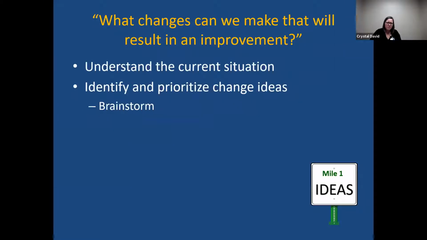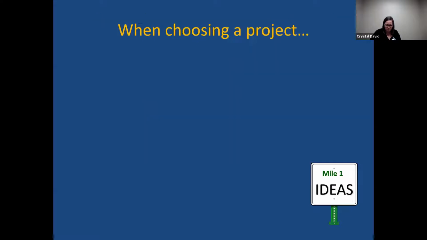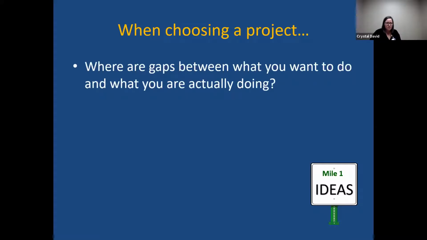And so when you're trying to come up with your idea, you want to think about what changes we can make that are going to result in an improvement. And to do that, you really need to understand the current situation, try to identify and prioritize what kind of changes you're looking at. When you're choosing a project to do for something like this, you want to think about where your gaps are between what you want to do and what you're actually doing.